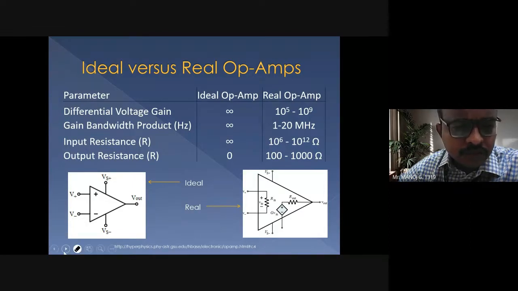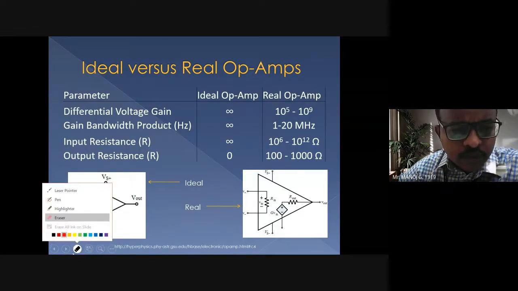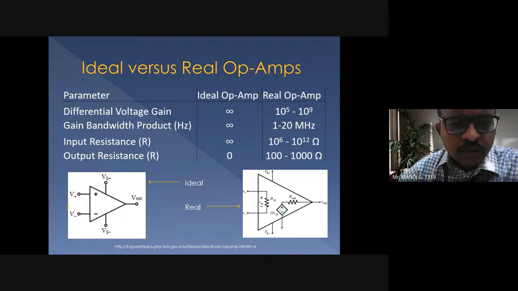Now, if I split it into ideal and real time, you know what is ideal and what is real time. When you're talking about ideal, this is the ideal condition. You see on the left, this is the ideal one. In the ideal case, the parameters we already saw: gain is infinity, bandwidth product is infinity, input resistance is infinity, and output resistance is zero.